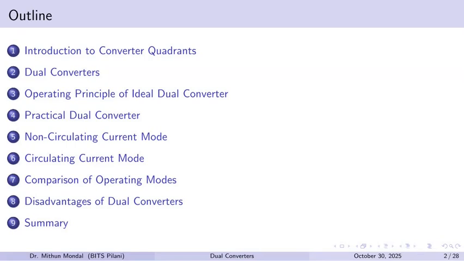First, we will introduce the converter quadrant operation. We will see a brief on dual converters: the operating principle of the ideal dual converter and how the practical dual converter is different from the ideal. The two important current modes, one is the non-circulating and another is the circulating current mode. For the dual converter, we will see the comparison of the different operating modes, the disadvantages, and then we will summarize our discussion.